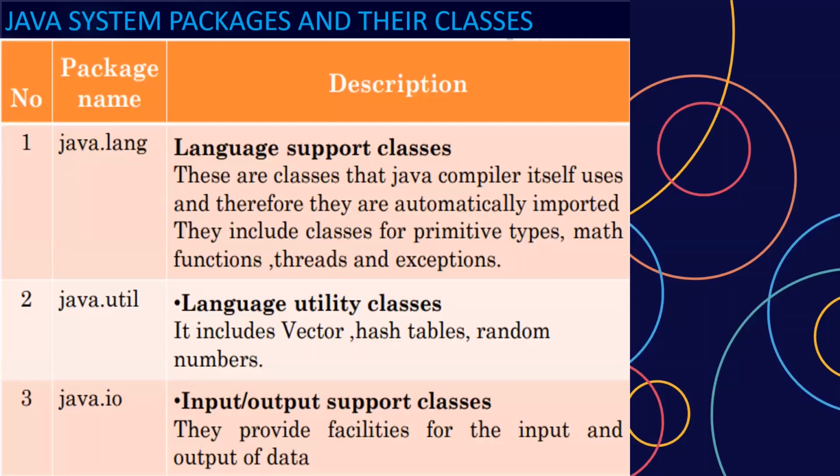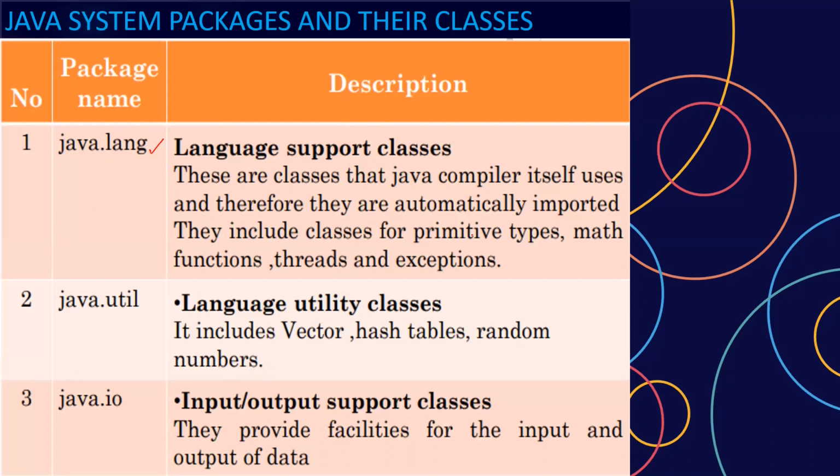So there are some Java system packages and their classes. The first one is the package named java.lang. What does this do? This supports language classes. These are classes that the Java compiler itself uses, and therefore they are automatically imported.